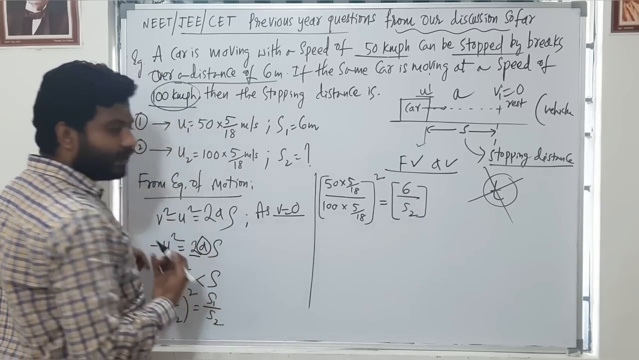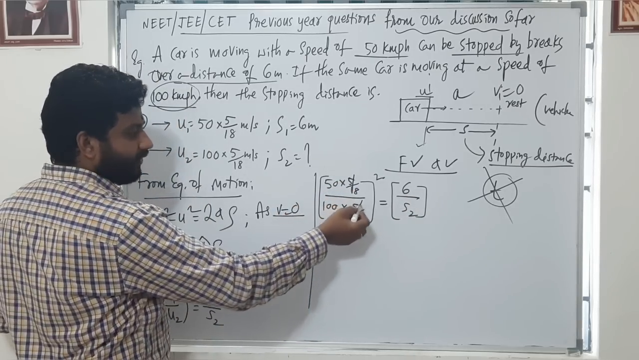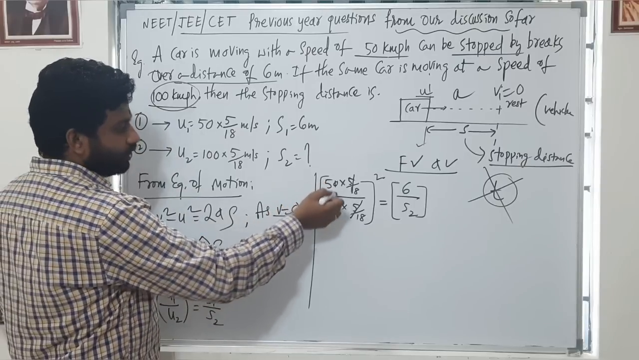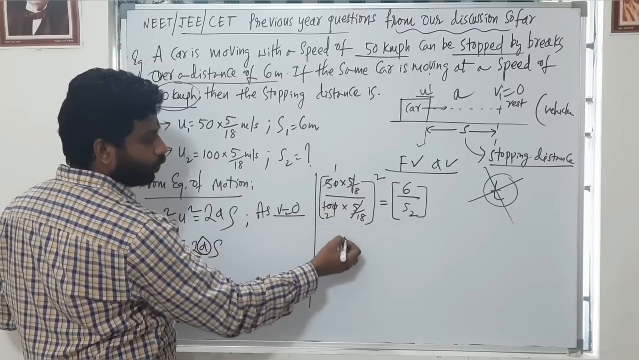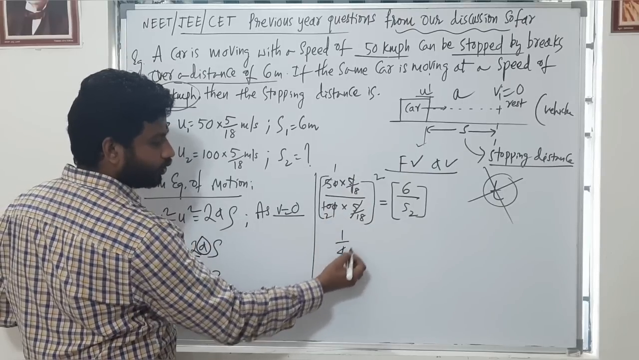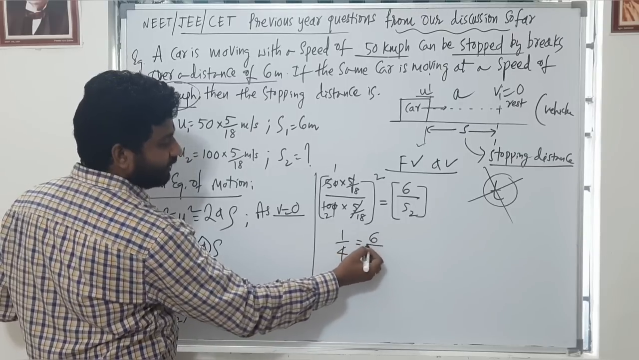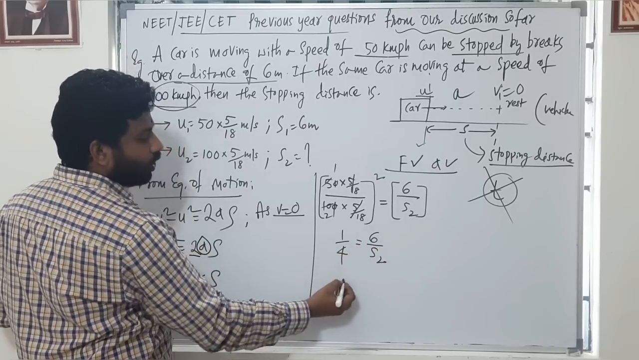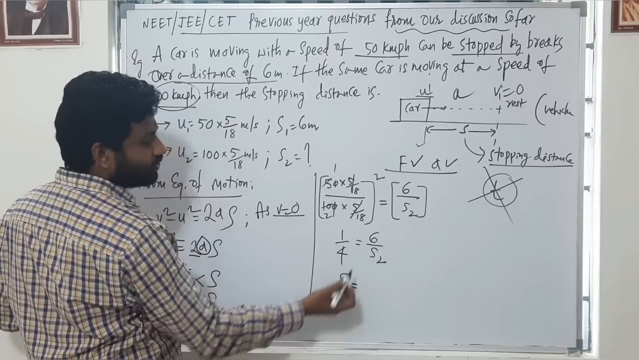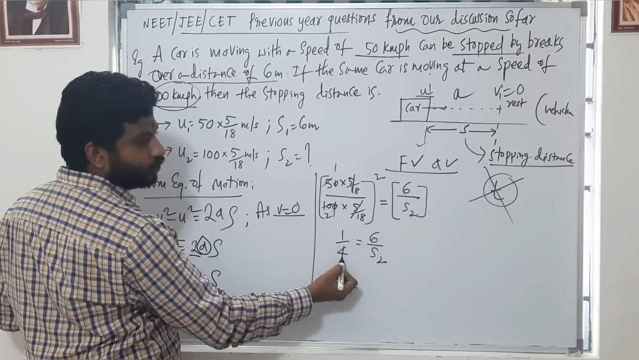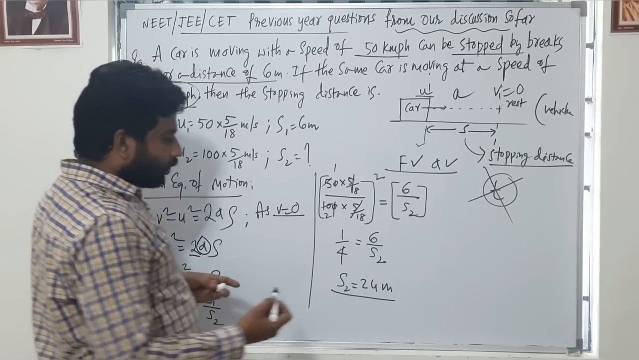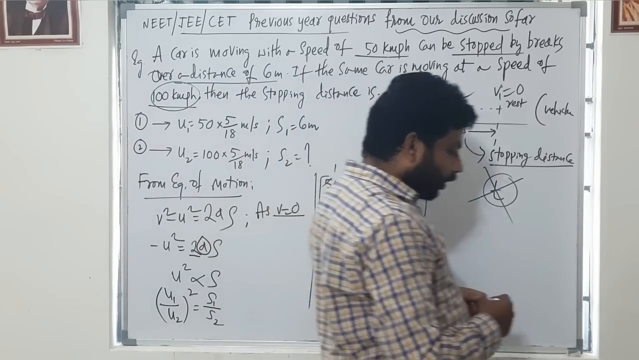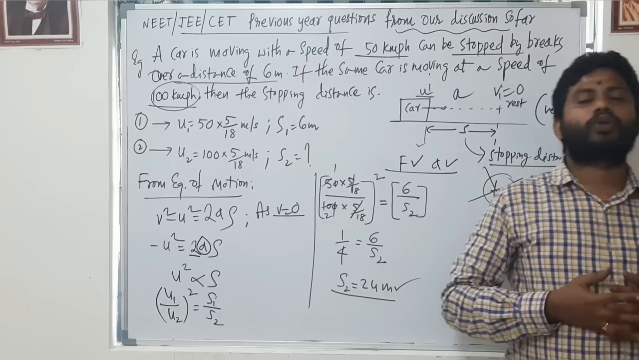Clear? So this 5 by 18 cancels here. The zeros cancel, 5 ones are 5, 5 twos are 10. So 1 by 2 whole square is 1 by 4, which is equal to 6 by S2. Cross multiply: S2 is equal to 6 into 4, which is 24 meters.